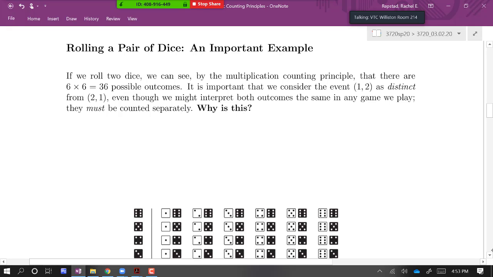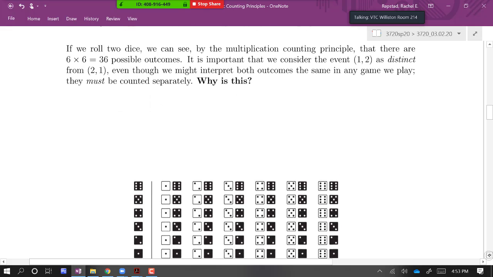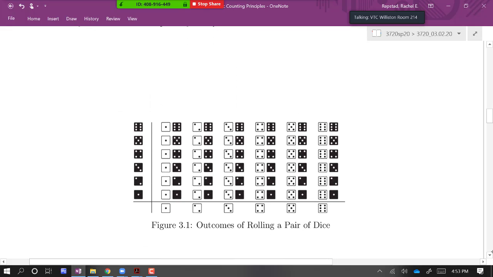If I'm rolling a pair of dice, it's easier if I think of it as rolling one die that's black and one die that's white. And so each outcome will be one of these 36, because there's 6 ways for the first die to come out and 6 ways for the second die to come out. That gives us, using the multiplication counting principle, 36 outcomes.